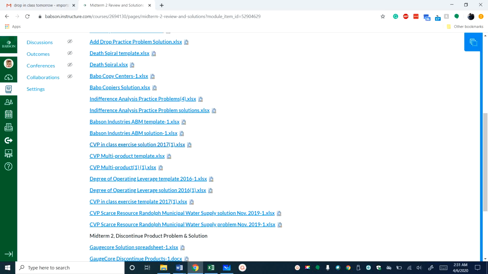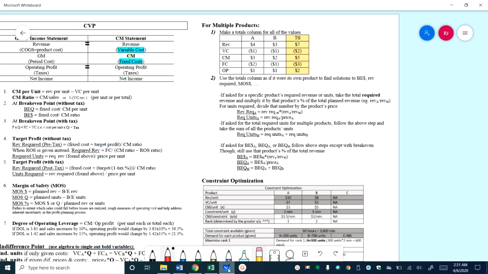For the CVP practice problem, we're going to again go to session 15 and then go to the CVP in-class exercise. So I'm going to once again pull up these equations. This is your contribution margin income statement that you'll need, and these are the equations that you'll need for this question. Okay. So the question looks like this.